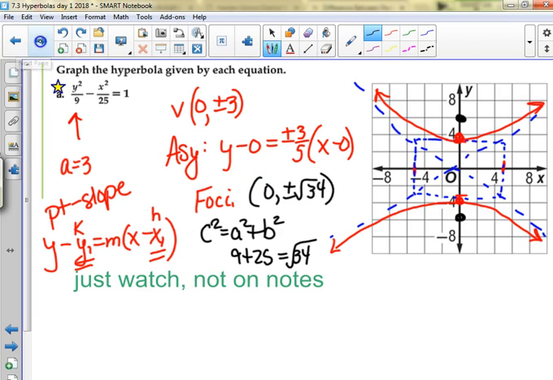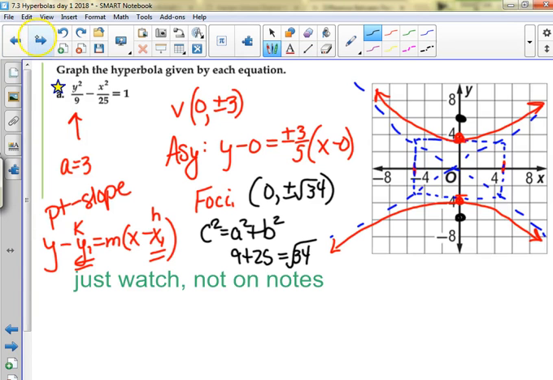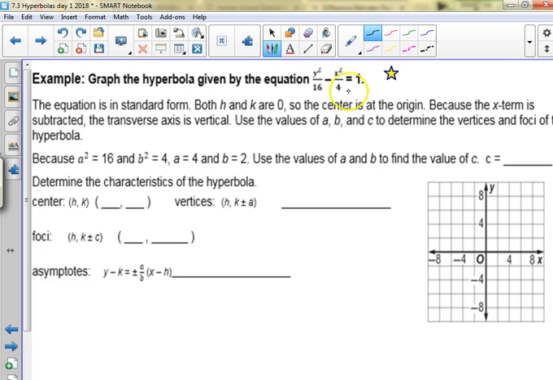Okay, is that what it has on your paper, guys? Yes? Does it even have that one? No, it doesn't even have this one, does it? Maybe, I don't know if it does, but we're going to do this one real fast. Which way would this one open? Up, down, or sideways? Up, down, because the y is positive.